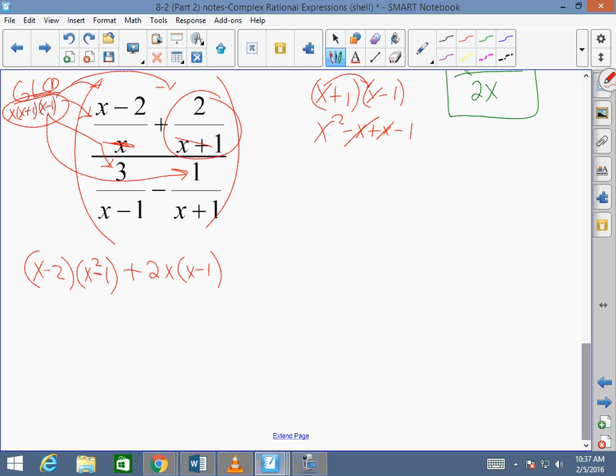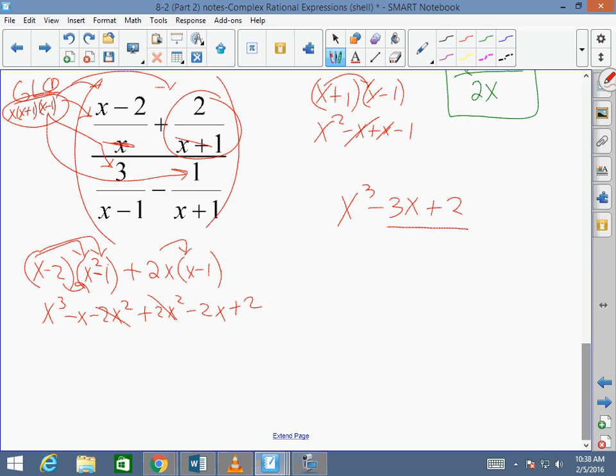So now let's clean this up. X times x squared is x cubed minus x minus 2x squared plus 2x squared minus 2x. So that's going to give me a numerator of x cubed, these guys cancel, minus... what happened? Yes, plus the 2. Okay, thank you. I was going to say, that's weird. Minus 3x plus 2 over.